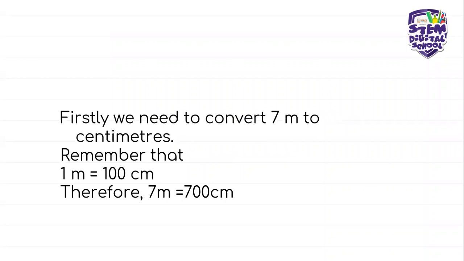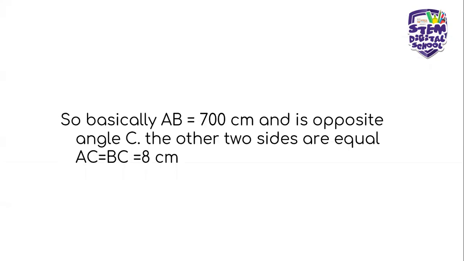Right, firstly, we need to convert the 7 meters to centimeters. Remember that 1 meter is equal to 100 centimeters. So therefore, 7 meters, you simply multiply by 100 in order to get 700 centimeters. Okay, so 7 meter there is equal to 700 centimeters. So basically, AB is equal to 700 centimeters.